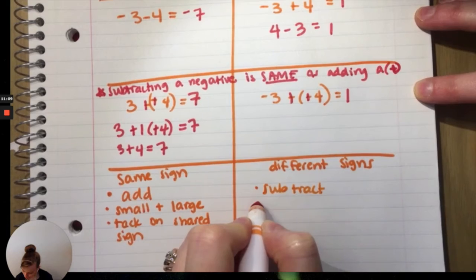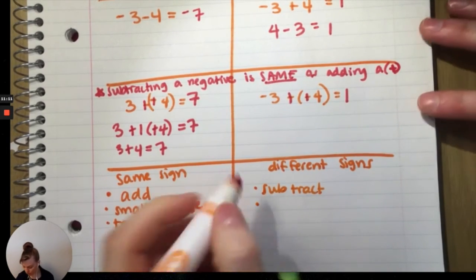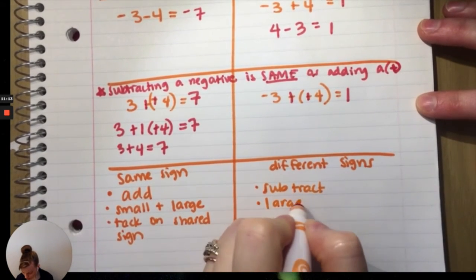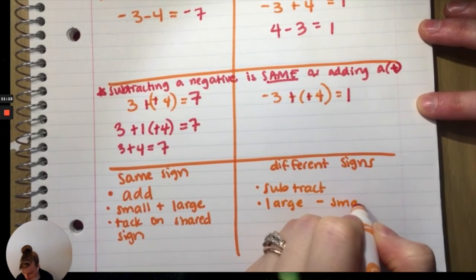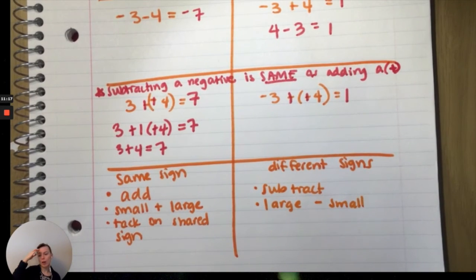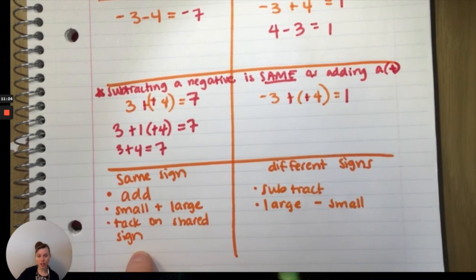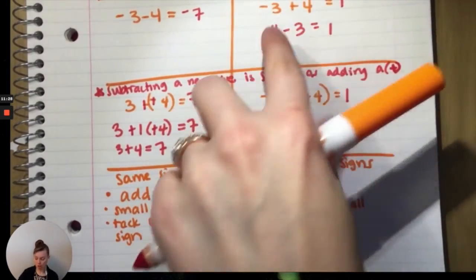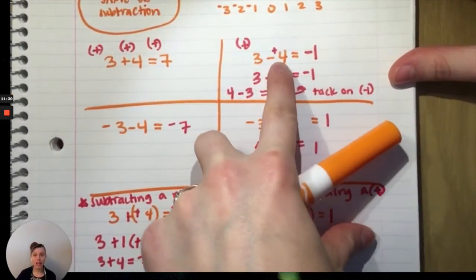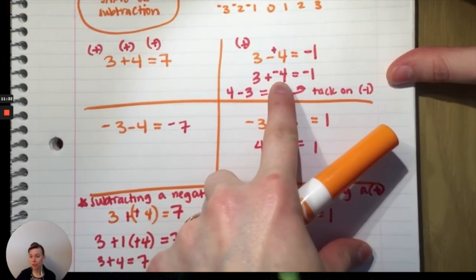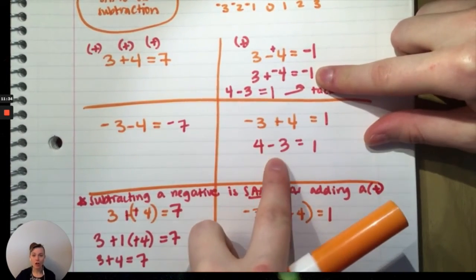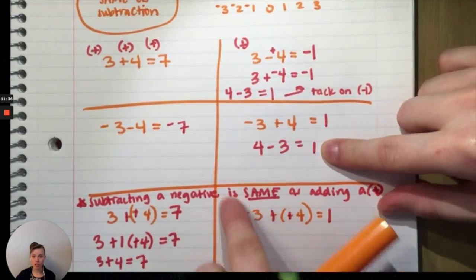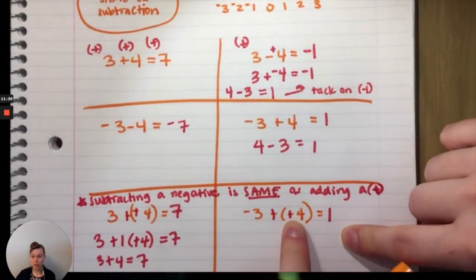And then instead of small plus large, I'm going to do the large minus the small. Since it is subtraction, I want to make sure I have a positive answer at the end, and then I'll figure out the sign. So instead of tacking on the shared sign, think of the pattern. 3 and 4. So 4 is my larger number. 4 is negative, so my answer was negative. 4 is positive, so my answer is positive. 4 is positive, so my answer is positive.